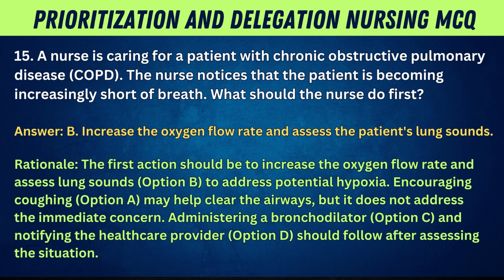Rationale: the first action should be to increase the oxygen flow rate and assess lung sounds, option B, to address potential hypoxia. Encouraging coughing, option A, may help clear the airways, but it does not address the immediate concern. Administering a bronchodilator, option C, and notifying the healthcare provider, option D, should follow after assessing the situation.